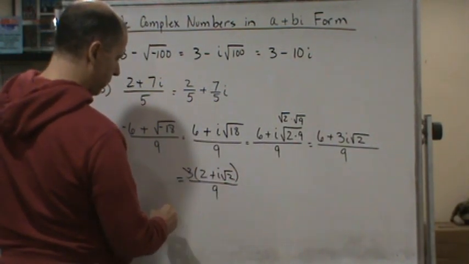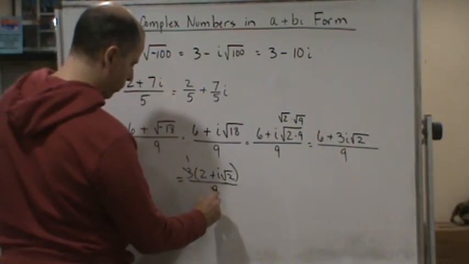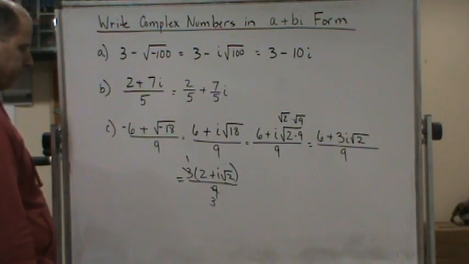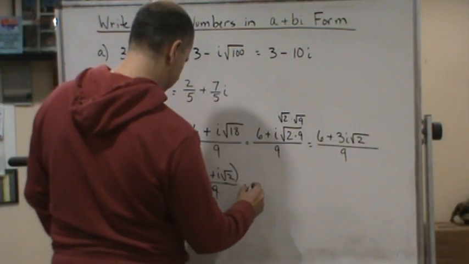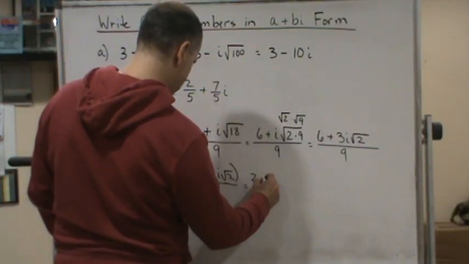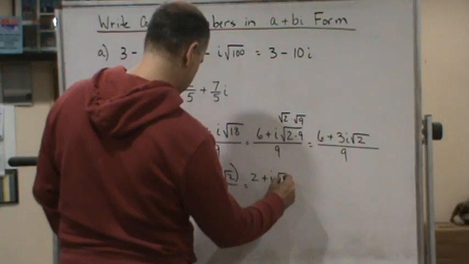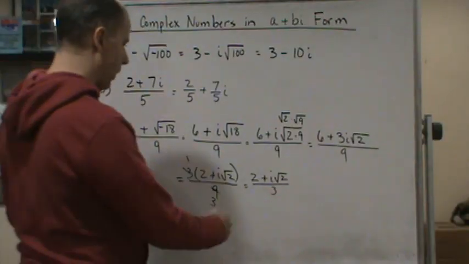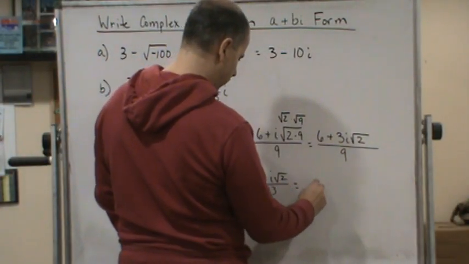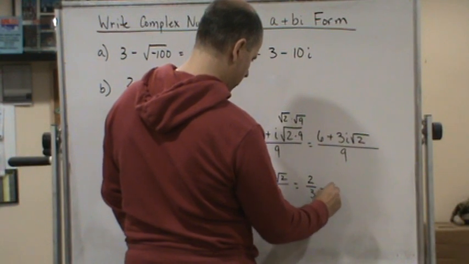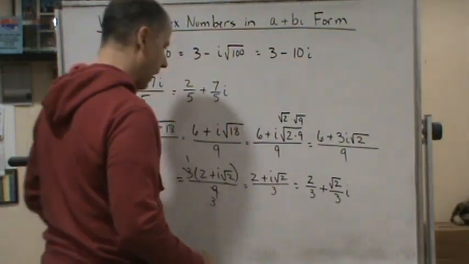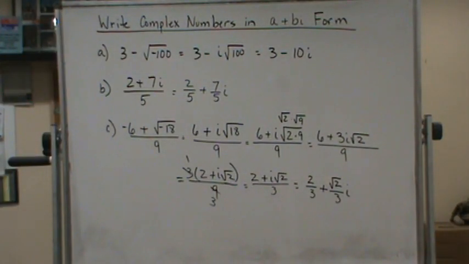over 9. And so 3 cancels with this. That'll become 1. This will become a 3, right? So we divide both the top and the bottom by 3. Okay? And so we end up with 2 plus i root 2 over 3. And so if we write this in standard form, we would write this as 2/3 plus root 2 over 3 i. And that would be our final answer.